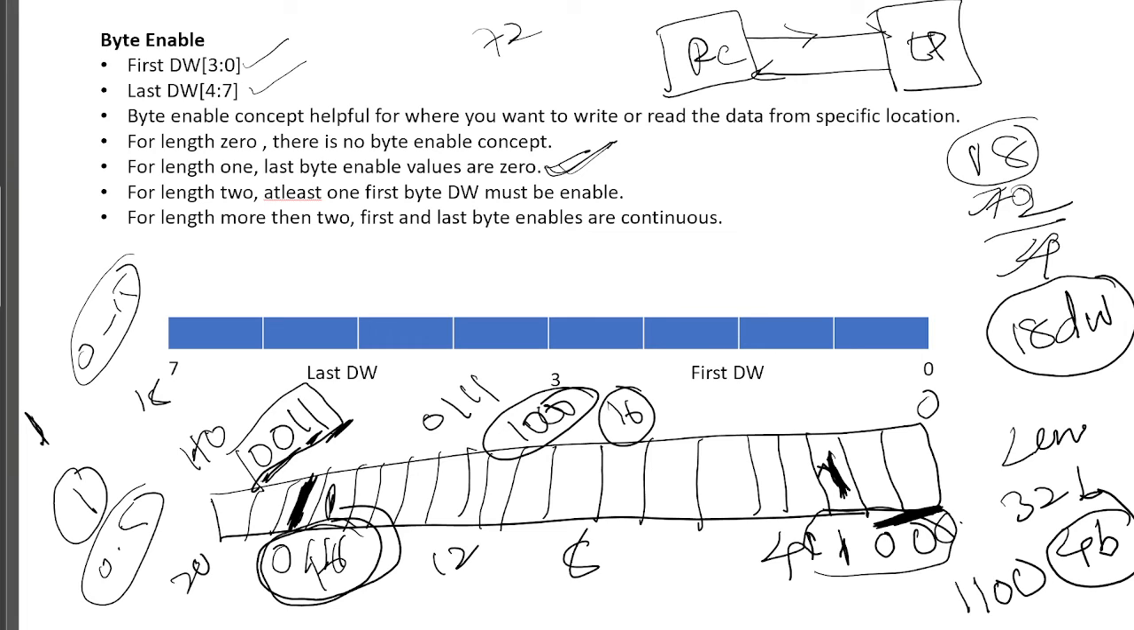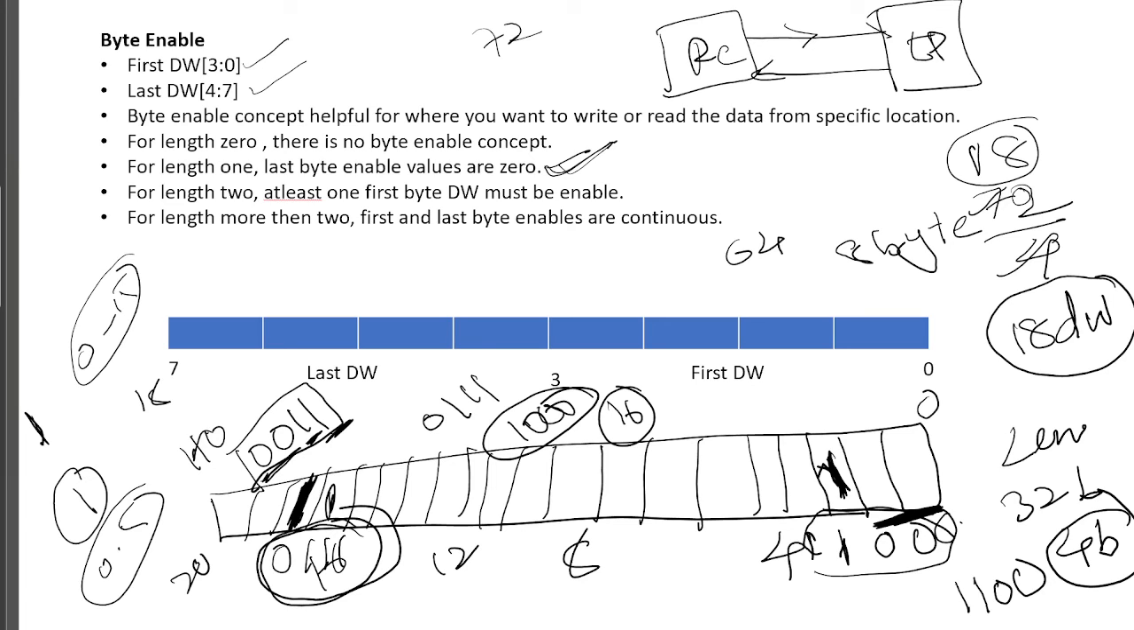For length 1, let us take one more scenario. Length 2 means you have 64 bits, so 8 bytes. 8 bytes means the first double word is present and the last double word is also present. But here is one condition: at least one first byte enable must be enabled. For length 1, you don't have a last byte enable value; by default it will be 0000 only. If you use length 2, it says at least one first byte enable of the double word must be enabled.